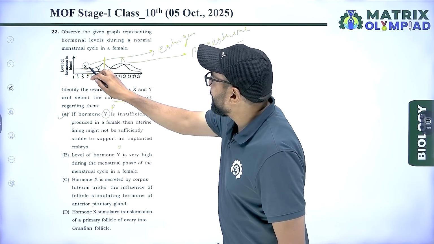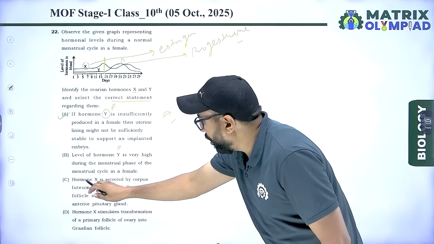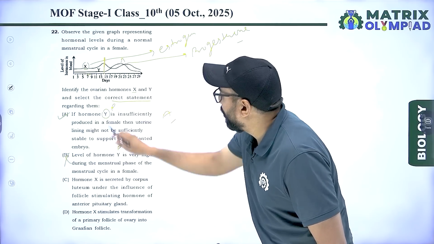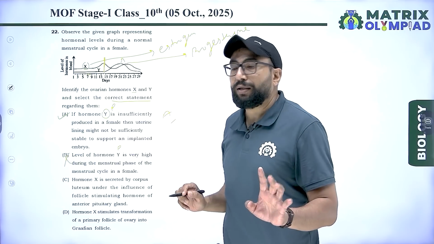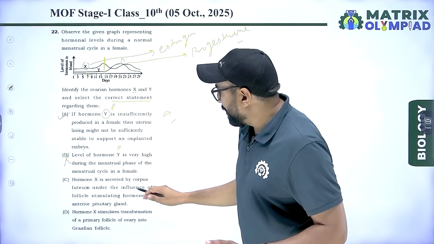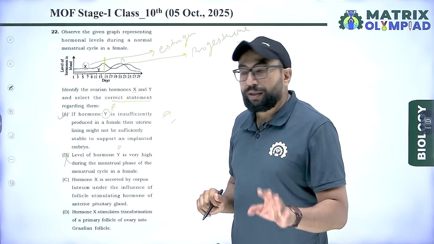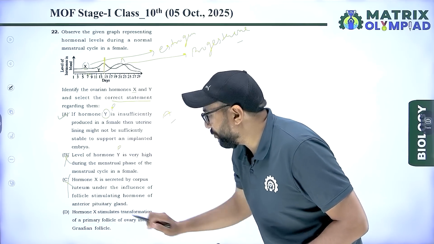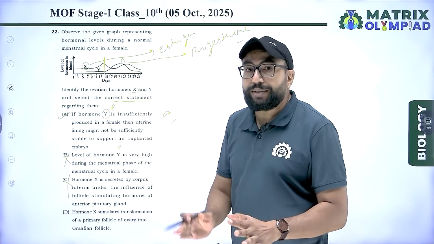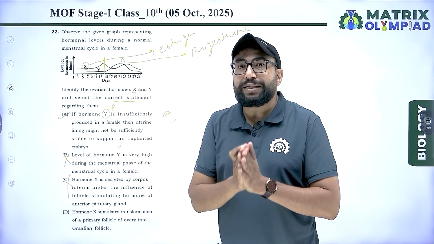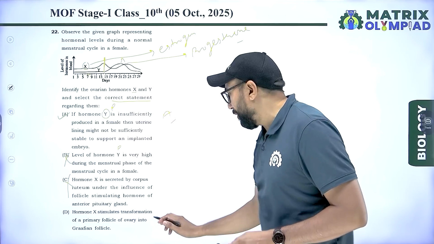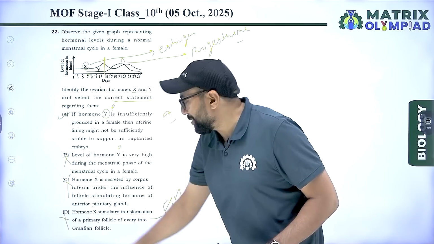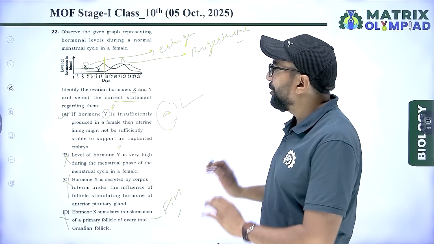Level of hormone P, progesterone, is very high during menstruation? No. During menstruation, X level is high. Hormone X, estrogen, is not secreted by the corpus luteum; hormone Y is secreted by the corpus luteum. Hormone X stimulates transformation of the primary follicle? No, FSH, follicle stimulating hormone, stimulates this. So D is wrong. Option A is correct for this question.